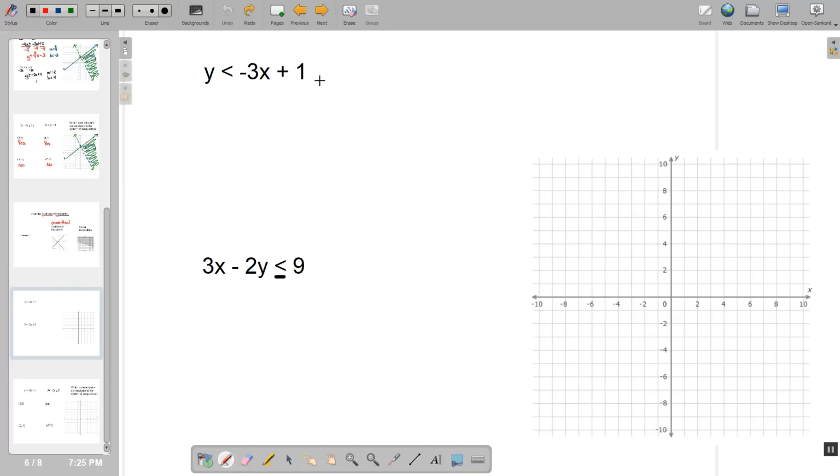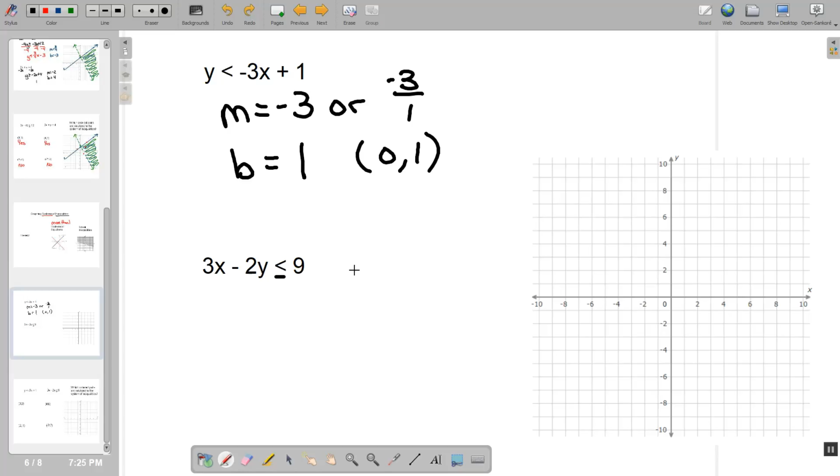For the top line, we are already in slope-intercept form, which means our slope is -3 or -3 over 1. And our b value, which is right here, would be +1 or the ordered pair (0, +1). That means our b value is right here, and then our slope helps us find extra ordered pairs.